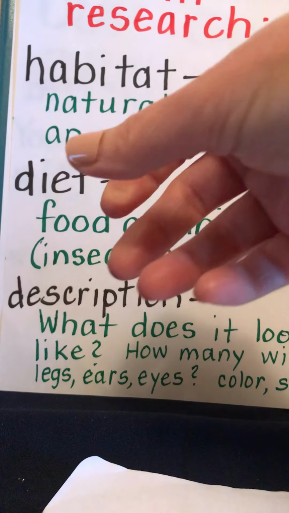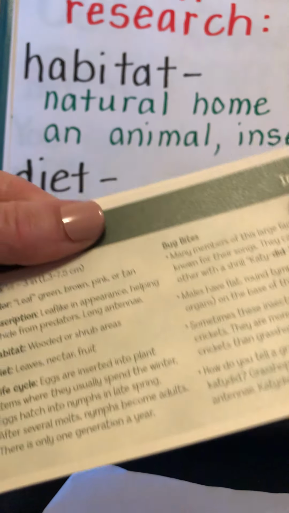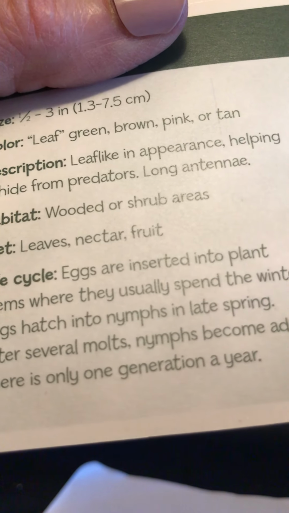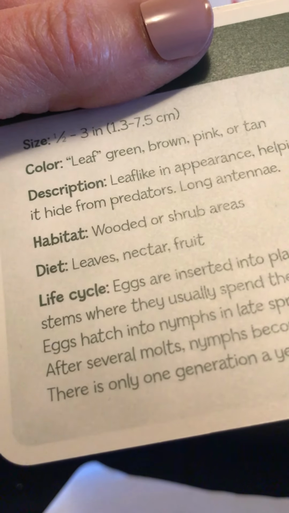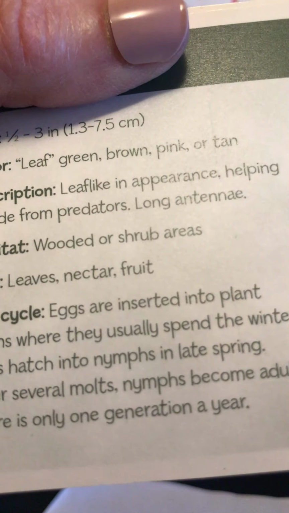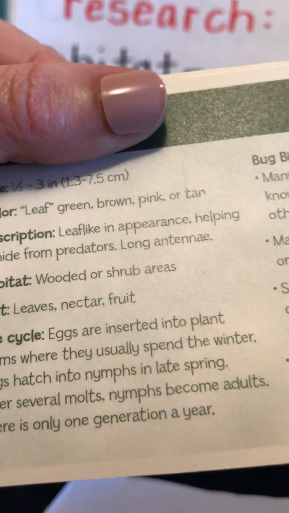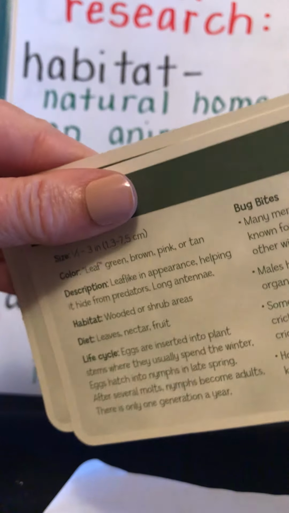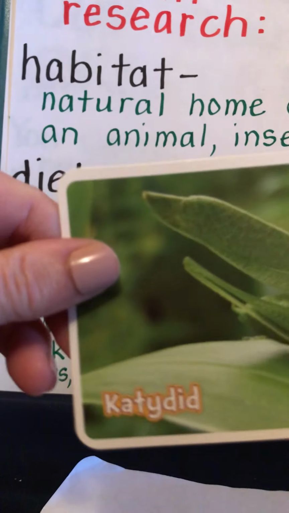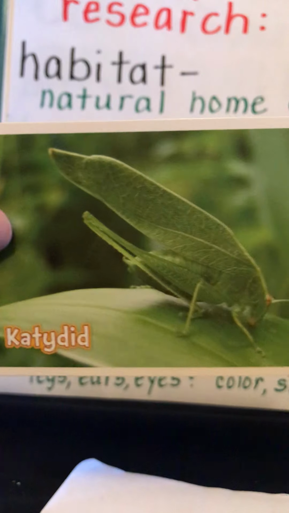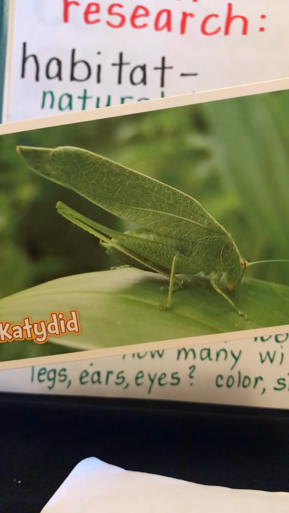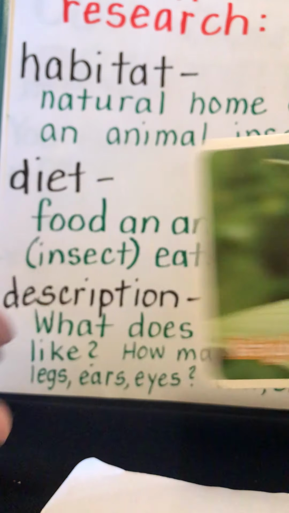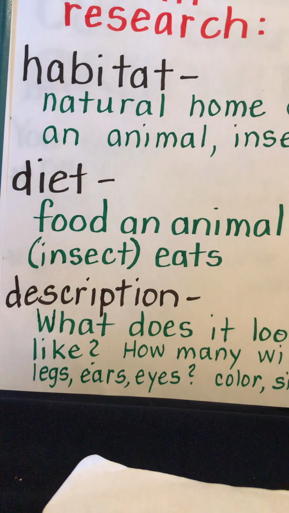All right, now I'm going to read the description of this one. See if you know what it is. Leaf-like in appearance. So that means it looks like a leaf, helping it hide from predators. Long antenna. Does anybody think they know what that is? If you guessed, Katie did. You were right. I doubt anybody knew it. Raise your hand if you knew that it was a katydid. I can't see your hand, but I believe you.